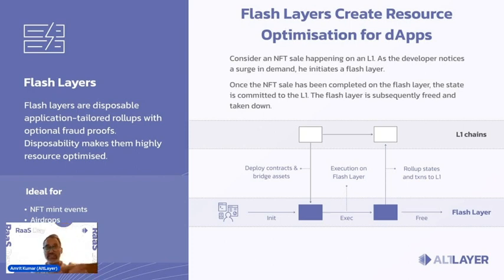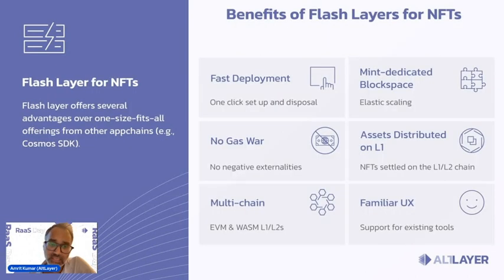And at that point, you can basically take down the infrastructure and all the assets move back to the base chain, for example, Ethereum, and any node infrastructure, for example, RPC endpoints and those sorts of things, will be taken down. And so it's a very resource-optimized version of rollups. The benefits, as I said, are multiple.